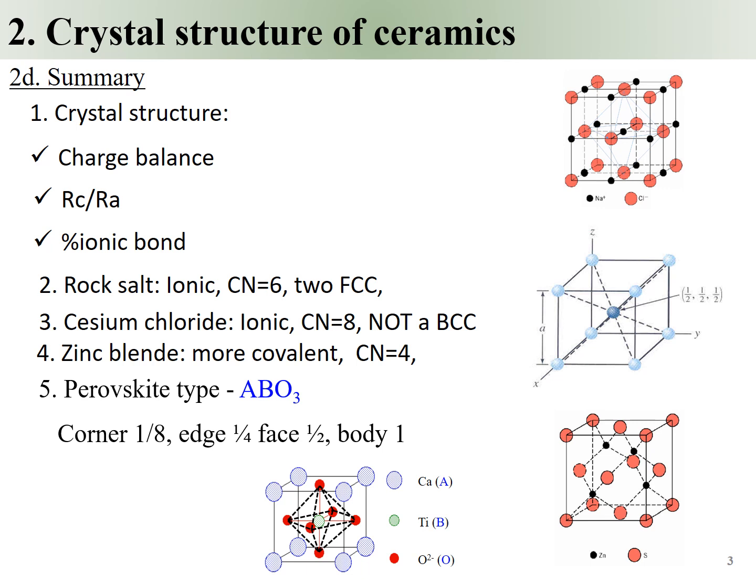We also talked about the perovskite structures, the ABO3 structures. In this case, please know how to calculate the number of atoms in one unit cell. Just as we said, a corner is considered as 1 of 8, an edge is considered as 1 of 4, a face is considered as 1 out of 2, and a body is very obviously considered as 1.